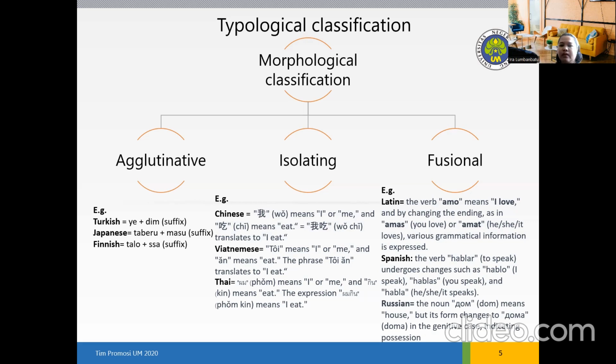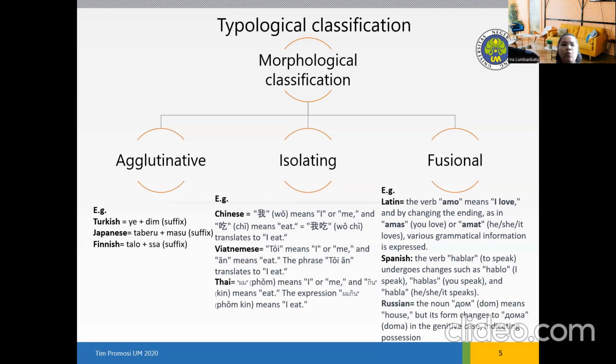Now we go to the second one, isolating. Isolating languages are also known as analytic languages, and they are a morphological type in which words are typically composed of a single free morpheme, and there is a one-to-one relationship between morphemes and words. In isolating languages, grammatical relationships and meanings are often conveyed through word order and context rather than through inflections or affixes.